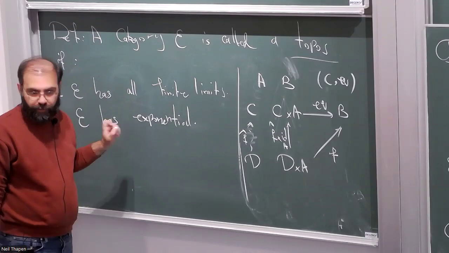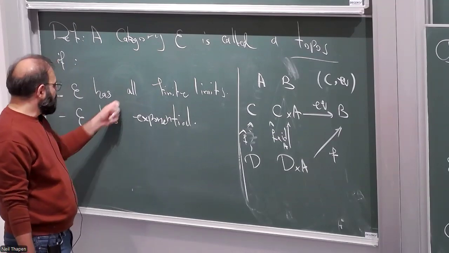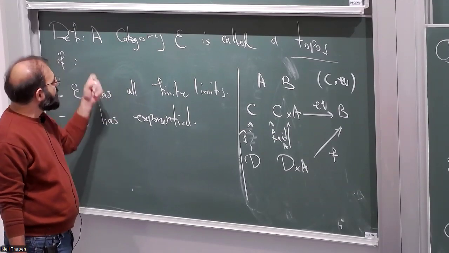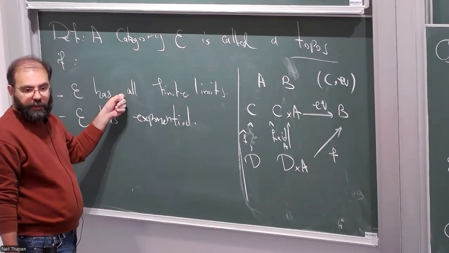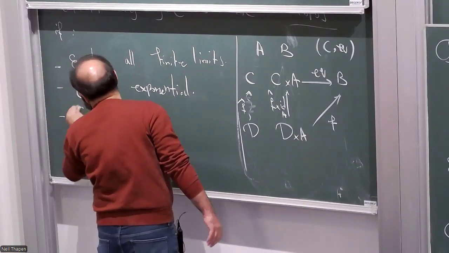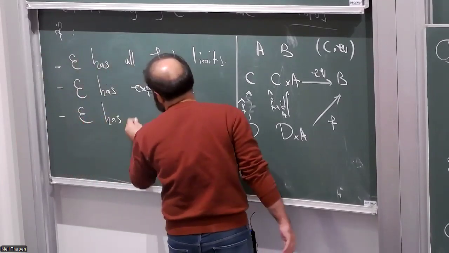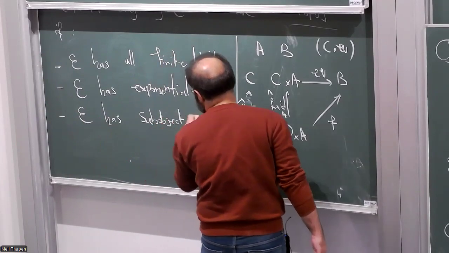So these two are the guys that we had. So if you have these two, the category is called CCC, Cartesian closed category. This is the closure part. This is the Cartesian part. Doesn't matter. The last is that it has a sub-object classifier.